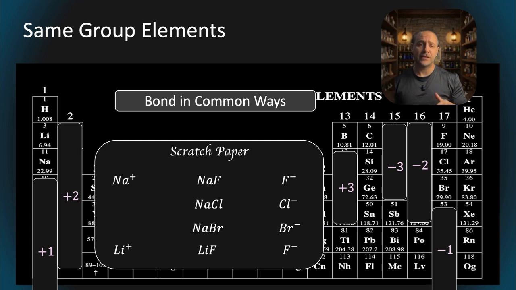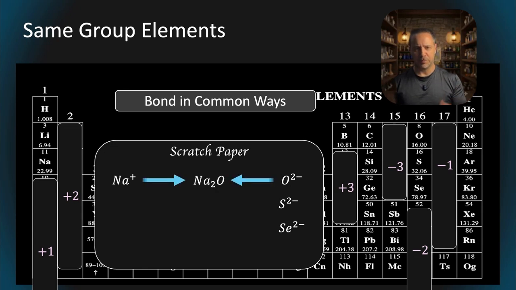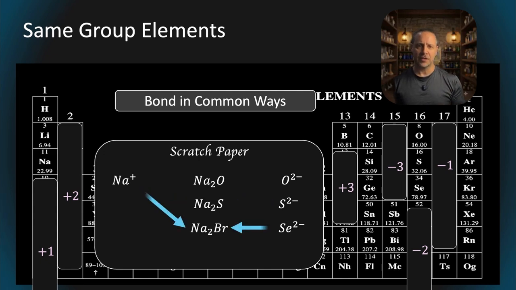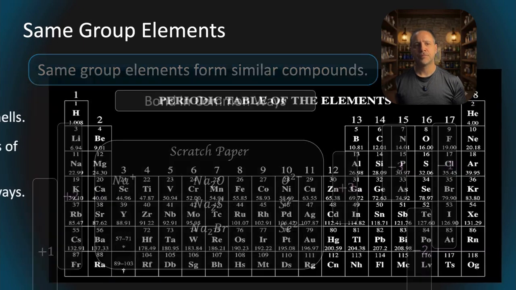These same group combinations work regardless of which group we're talking about. If I pair sodium with anything in the oxygen group, everything in that group is going to form a -2 ion, and so I'm going to need 2 sodiums to balance out the -2 charge, regardless of whether it's with the oxygen forming Na2O or the sulfur or selenium ions. Every single time I'm going to have this 2-to-1 cation-anion ratio. I can state this overall as saying that same group elements are going to form similar compounds. That cation-anion ratio will be fixed based upon the groups.